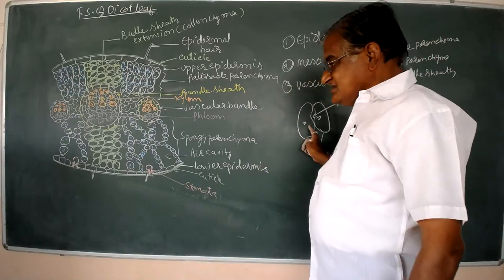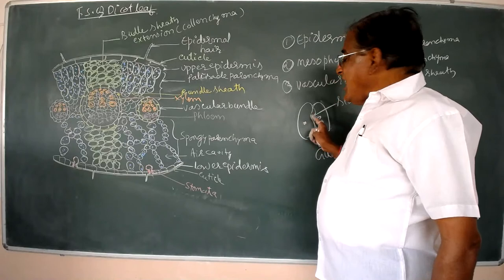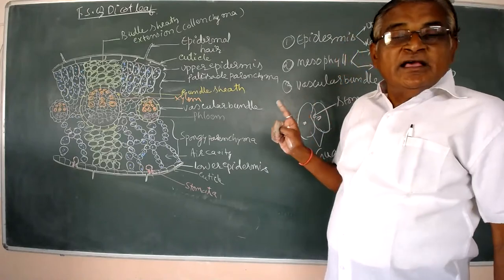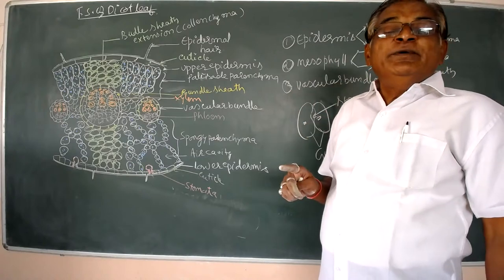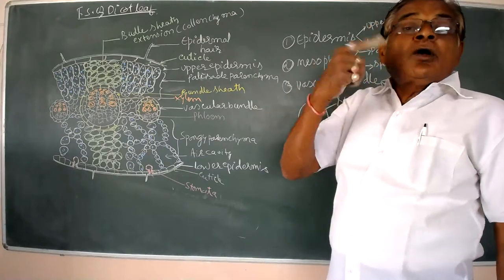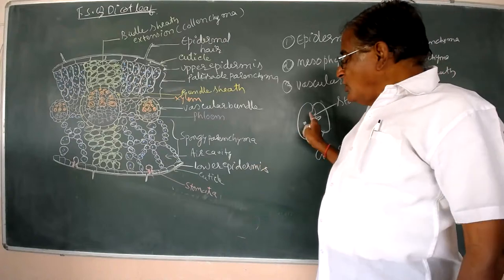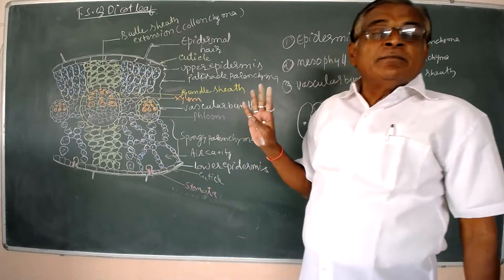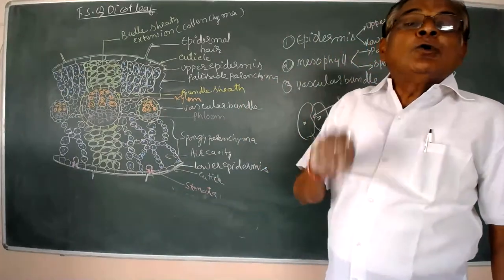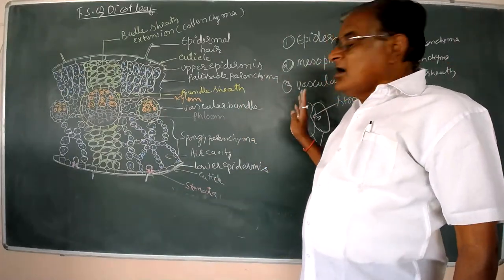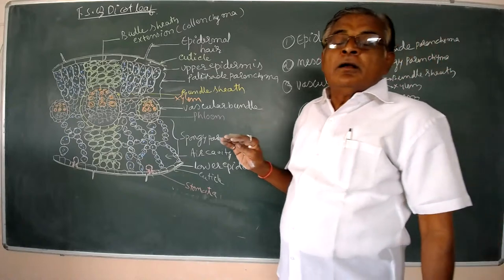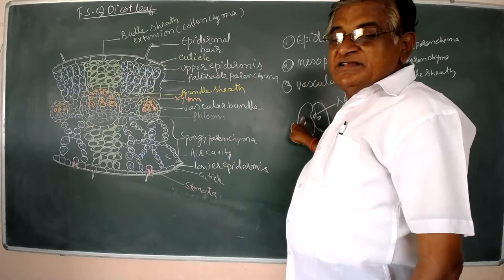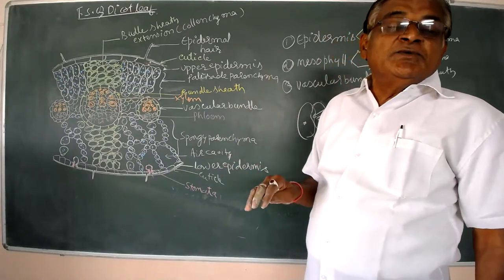The guard cells, especially, guard the stomata. An important point is that in the case of the dicot, the guard cells are bean-shaped, and in the case of the monocot, they are dumbbell-shaped. Moreover, these guard cells have chloroplast, whereas the epidermal cell doesn't have chloroplast. Only in the guard cells do you find a little amount of chloroplast.